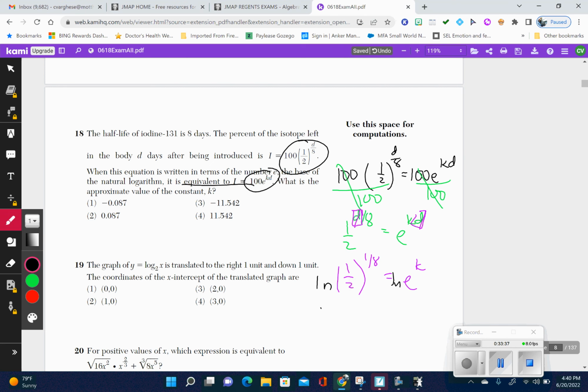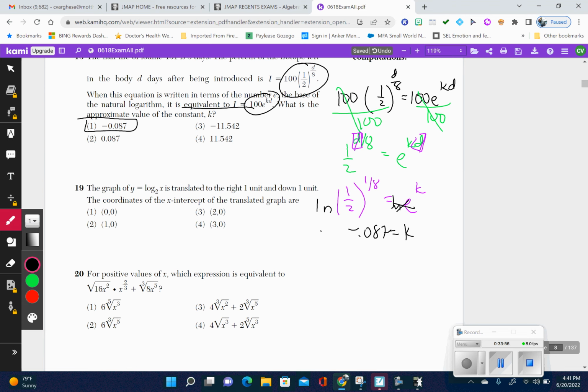So the e and the ln cancel each other out, and you're just left with k is equal to, and then this is just something that you could plug into the calculator. Ln of 1/2 to the 1/8 power is going to give you negative 0.087, which is choice 1. All right. Question number 19.